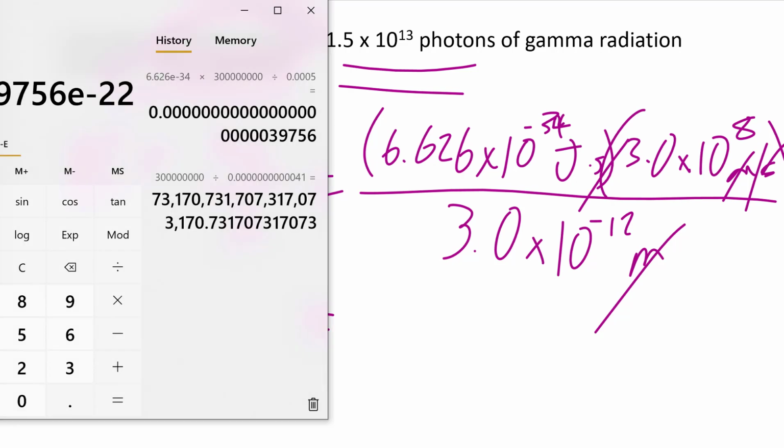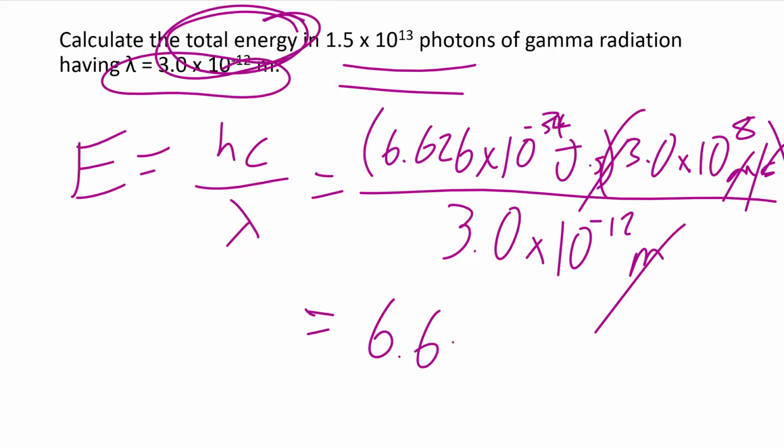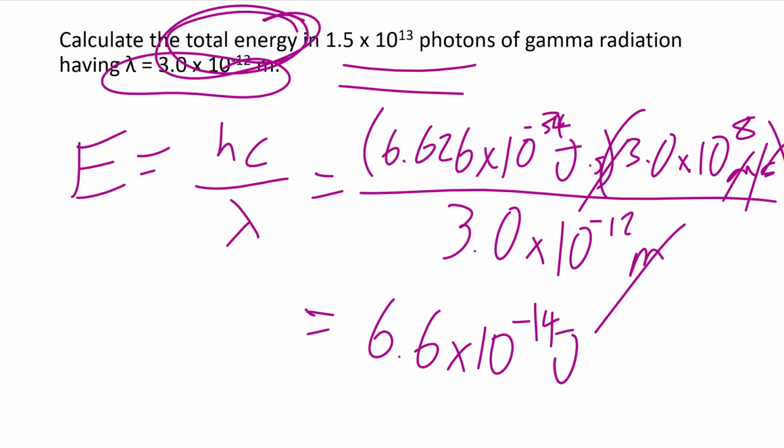And now we type it into our calculator. Clear. 6.626 times 10 to the negative 34 times 3 times 10 to the 8th divided by 3 times 10 to the negative 12. So the answer is 6. So there's two sig figs, so it's 6.6 times 10 to the negative 14 joules. Remember, that's joules per photon.